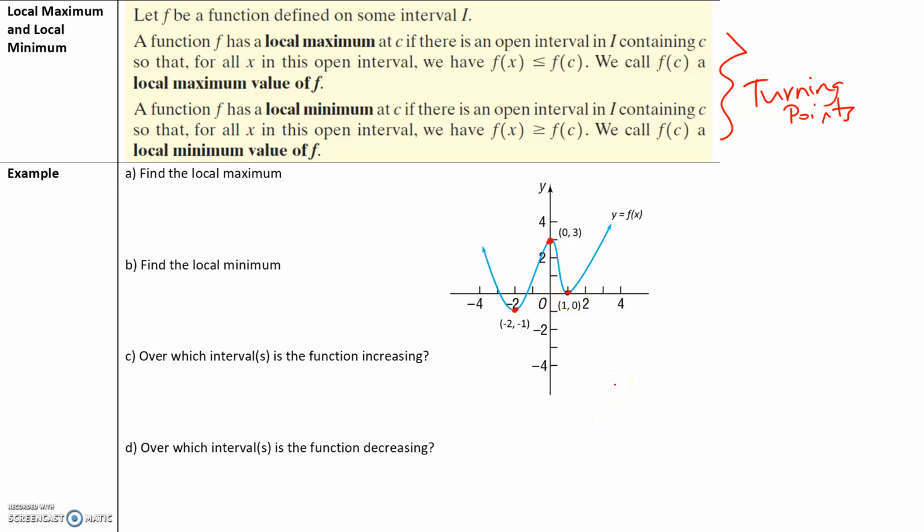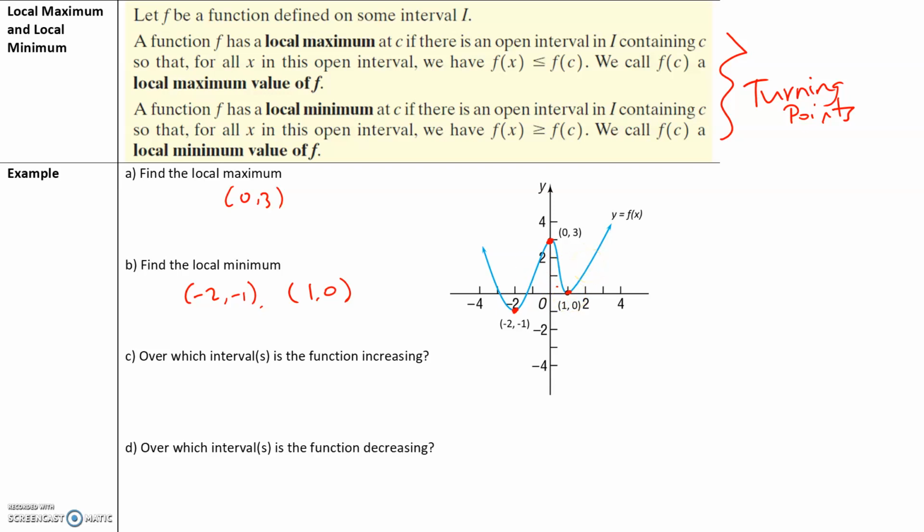So the local maximum is going to be the point (0, 3). There are two local minimums. One is the point (-2, -1), and the other one is the point (1, 0). Local maximum, turning point: it's the highest point around its neighbors. This is a turning point, but around its neighbors it's the lowest, so it's a local minimum. Same over here: (1, 0) is a turning point, and around its neighbors it is a local minimum because it's the lowest point.